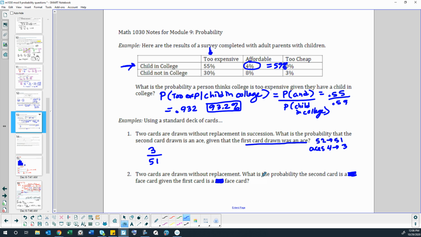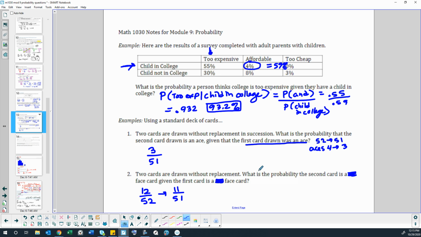So, you know how we have 12 face cards in the deck? So 12 out of 52 cards in the deck are face cards, right? However, if we take one of those cards out to begin with, we now have one of our 12 face cards gone and one of our 52 cards gone. So we now have 11 out of 51 face cards left in the deck instead of 12 out of 52.